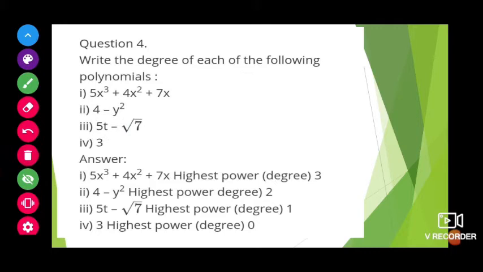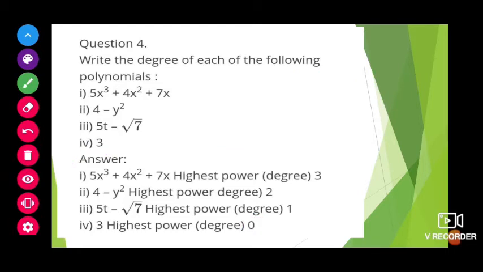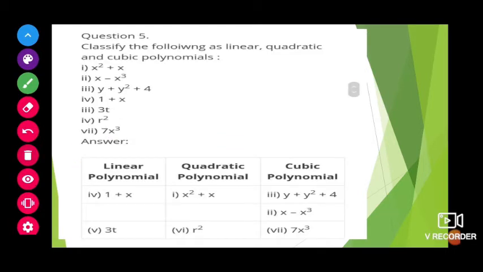Now what about the last one? There is no variable only. How can we find the degree? Nothing is there. So I will just take 3 into any of the variable power 0. Anything power 0, we will get 1 only. So 3 into 1, again 3. So what is the power we are having here? 0. So the degree will be 0. For any constant, the degree will be 0. Okay, not only for 3, any of the constants, the degree will be 0.